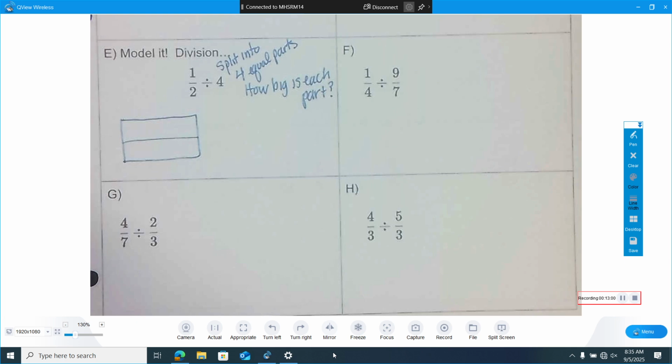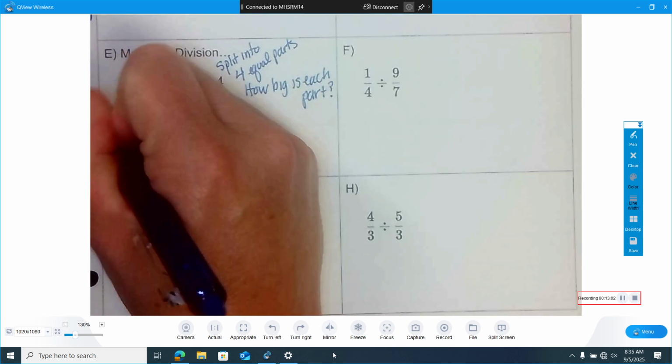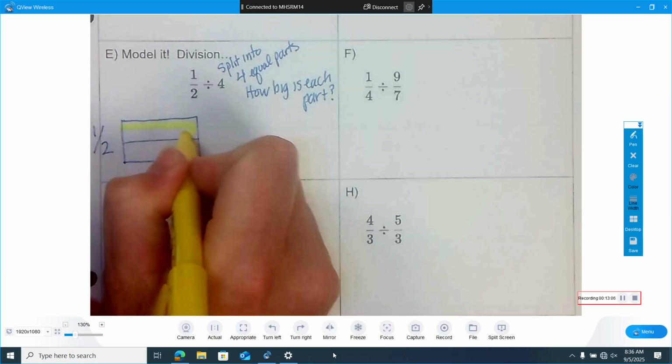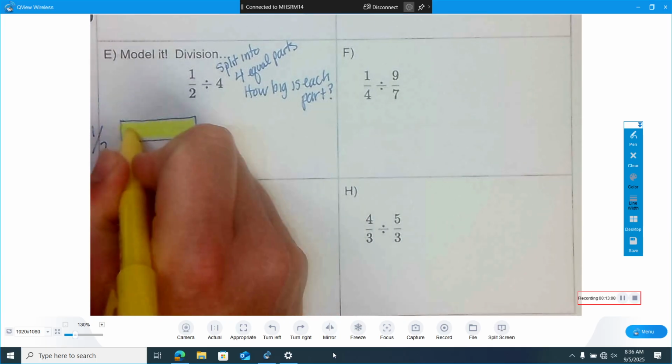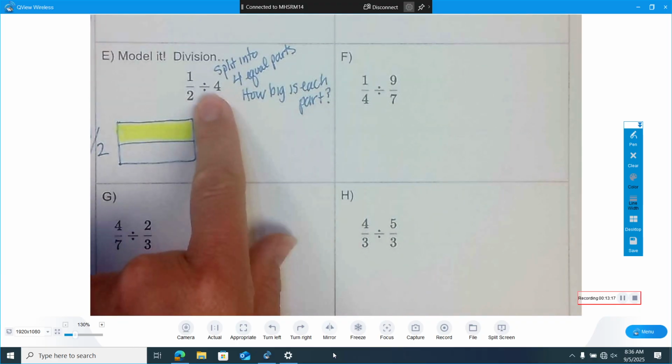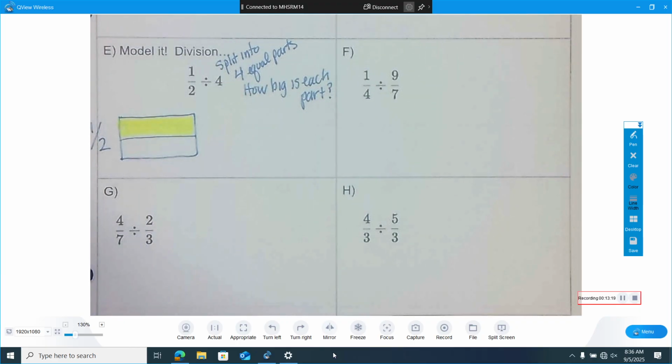And how many parts should I shade? 1/2. Good. I just want 1 out of those 2 parts. So there I go. I'm going to shade that 1 part right there. Now I want to take that 1/2 and divide it into 4 equal pieces.